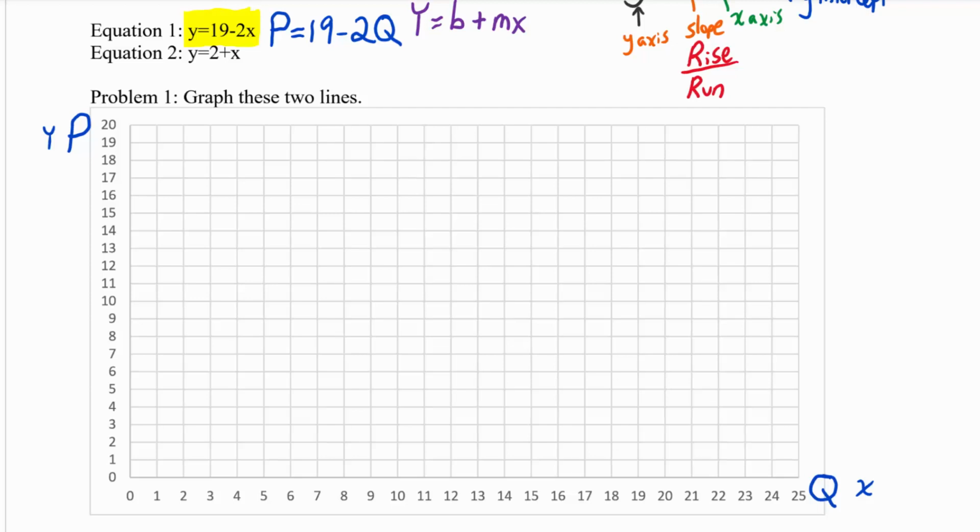Again, we're not doing this to make it more complicated. We're doing it to help us constantly think about what we're doing and why we're doing it. All right, after all that, let's graph that equation.